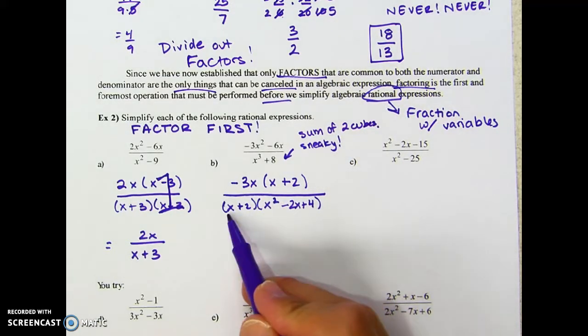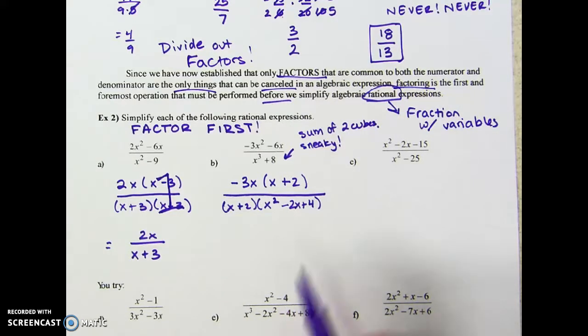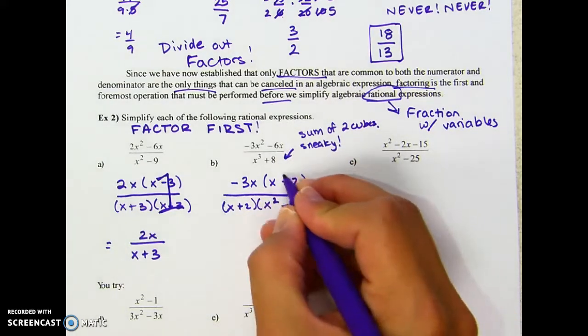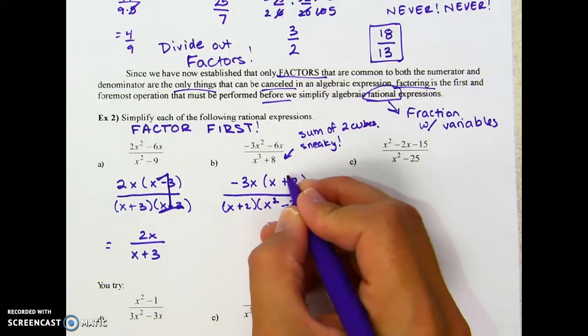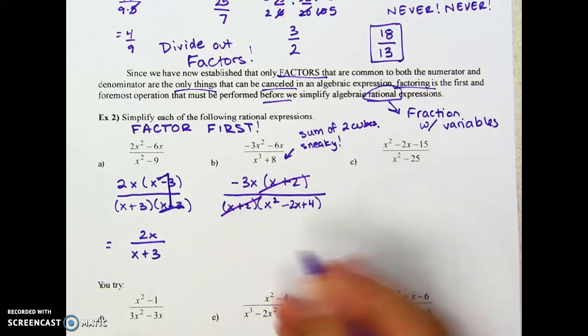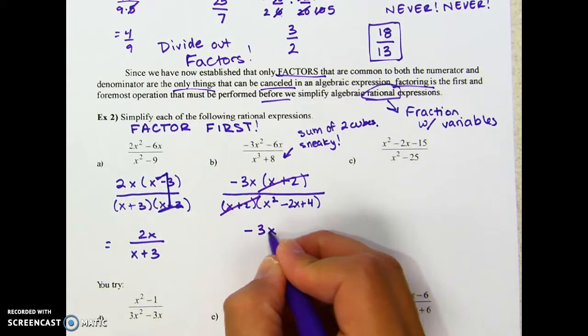Remember that? Remember that formula? Do we have a common factor in the numerator and denominator? Yes. So how do I make my number 1? I don't know. It doesn't look pretty, so I'll just cross them off like that.